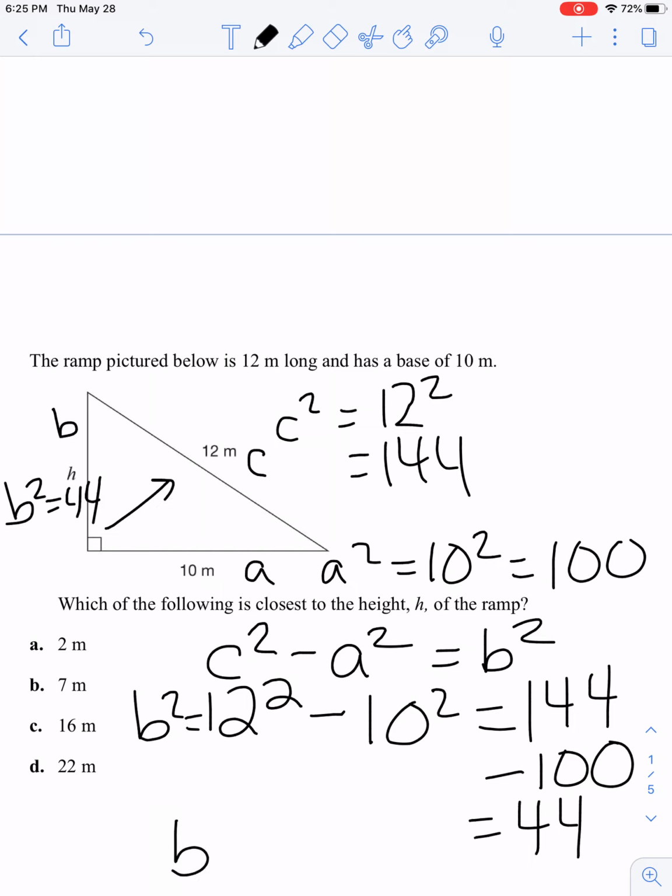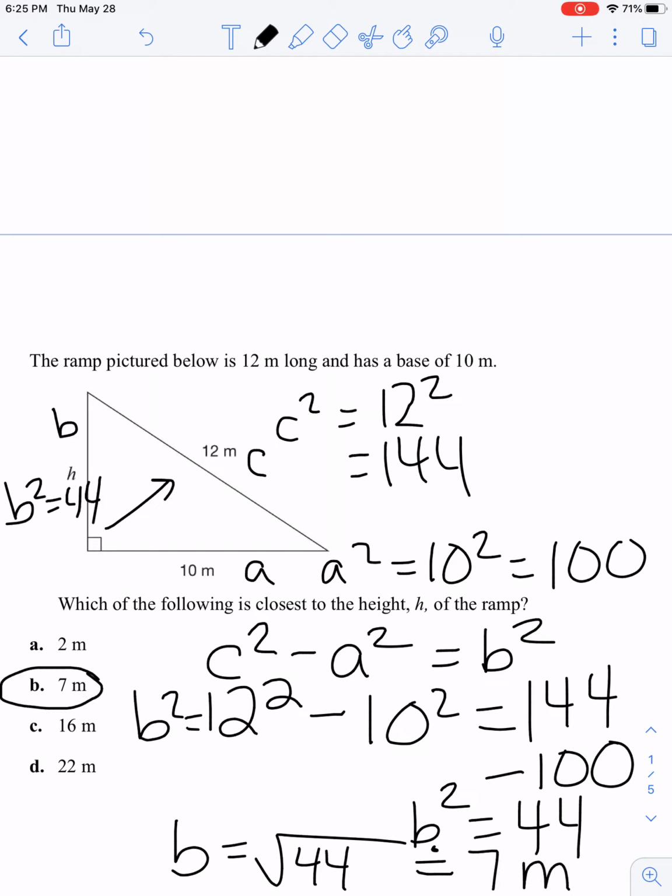To get b by itself, we're going to square root 44, which gives us approximately, I think it's about 6.6. So we'll say 7 meters, and that's rounded to the nearest whole number, and that's answer B in our multiple choice. You'll notice that even though this was a multiple choice question from EQAO, I took the numbers from my picture, I did my calculation, and then I checked to see what the best answer was.